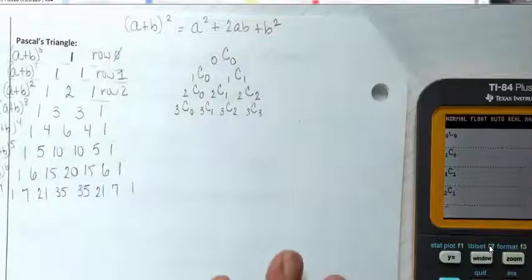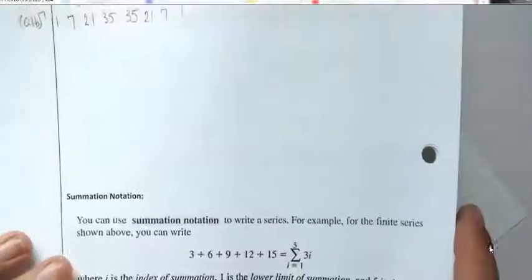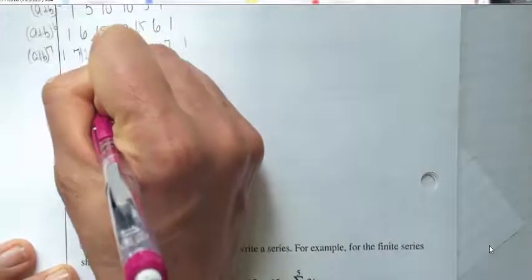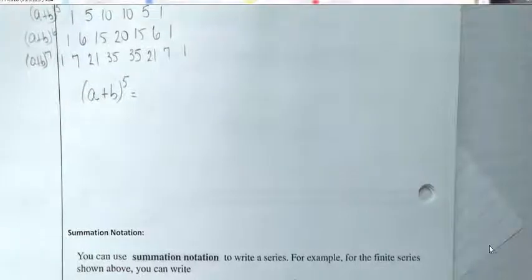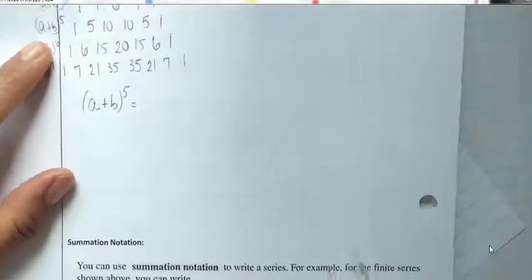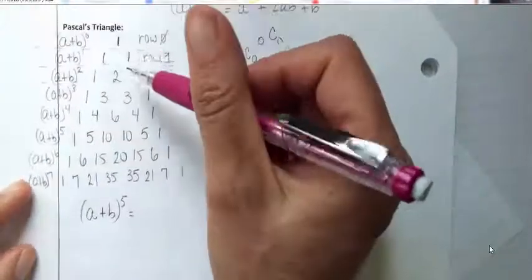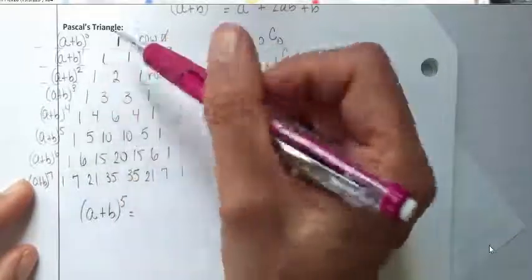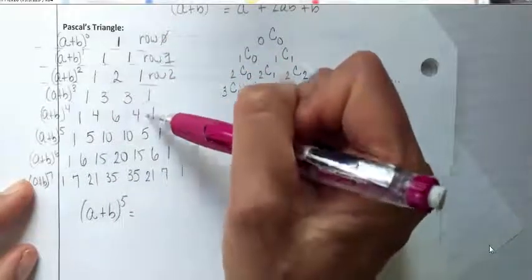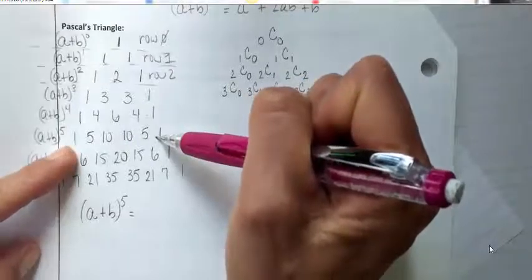Okay, so let's actually apply this. So what if I gave you a plus b to the 5th power? Well, I know it's the 5th power, so I would go down to the 5th row. And usually when you make the Pascal's triangle, you're not going to sit there and label this all out. So you go 0, 1, 2, 3, 4, 5.